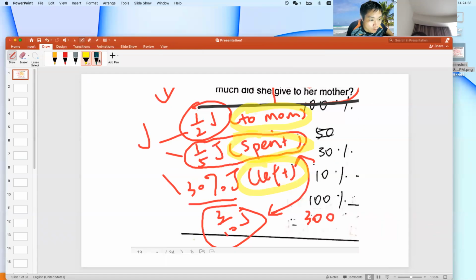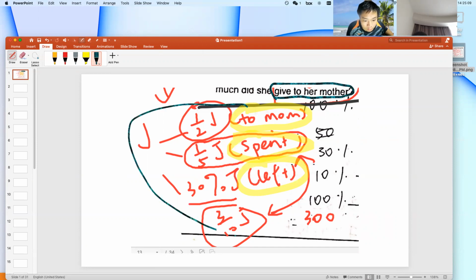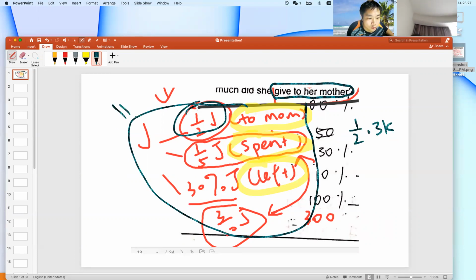Okay. So over here, the question says she gives to her mother, right? So if you read the question, give to her mother, you just read the branch here. Which component of this branch refers to give to mother? This is the one. So with this, then you will use half times the 3K. That's the reason why I say you should use the branch method.